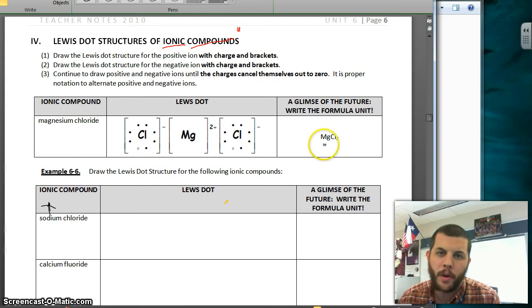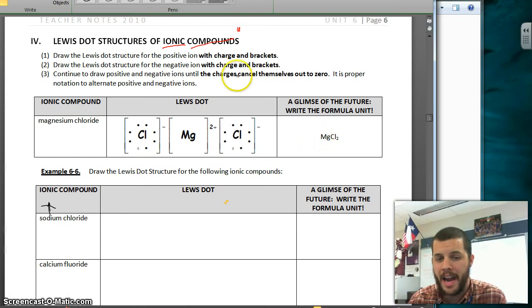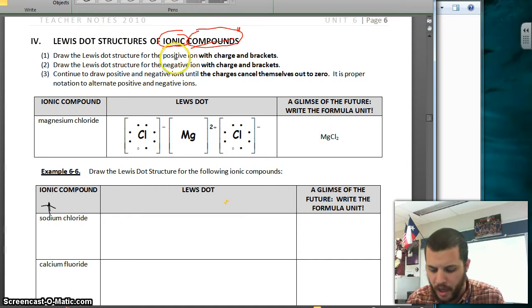All right, so in the last video, we took a look at how to draw the Lewis dot structures for atoms and ions. Now we're going to look at how to draw the Lewis dot structures for ionic compounds. So in order for us to be able to understand how to draw a Lewis dot structure for ionic compounds, we need to understand what the charges of these ions are going to be.